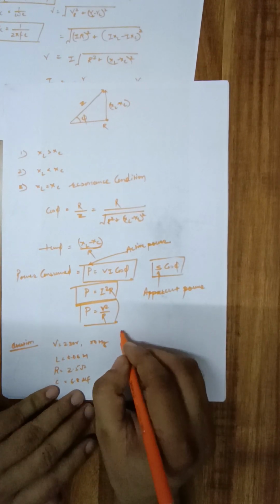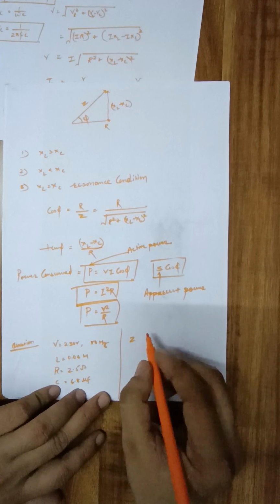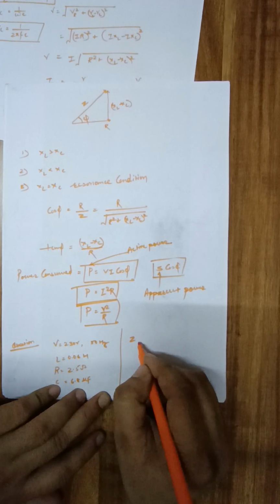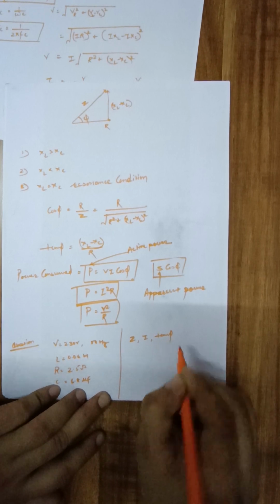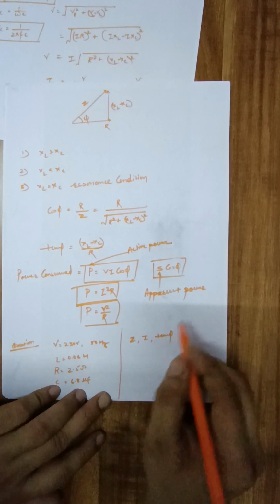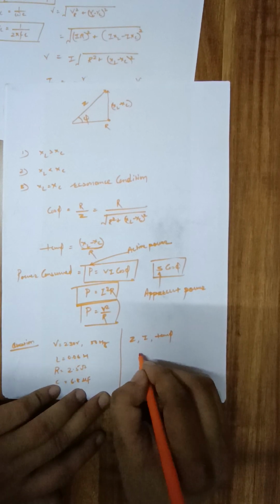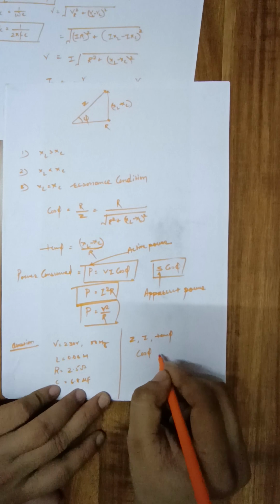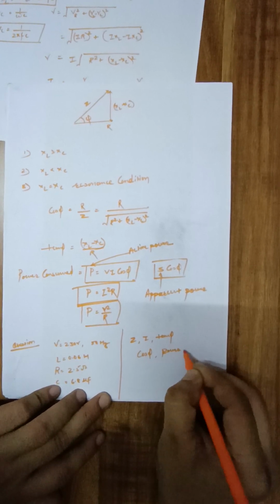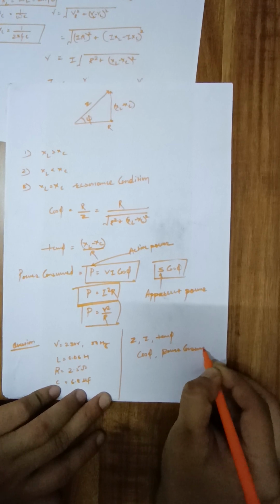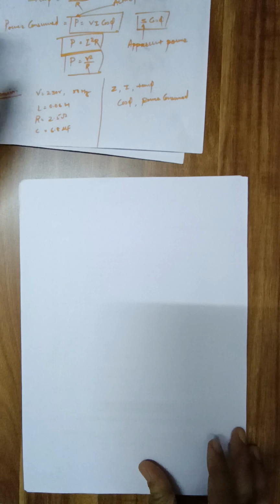Here we have to calculate impedance Z, then current, then phase angle. It means phi we have to calculate, and then we will calculate the angle, then power factor, and then power consumed. We have to calculate all these parameters for this question.